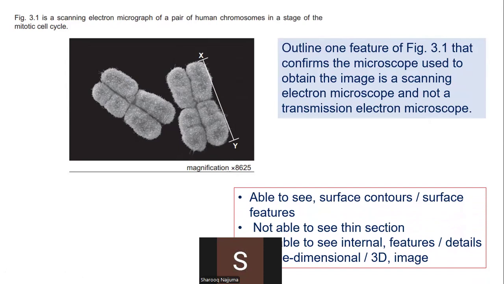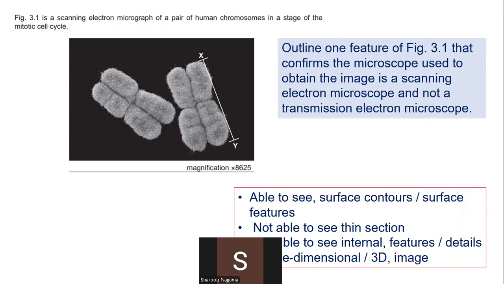It's not a thin section. You can see this is something that is really thick. And then these scanning electron microscopes give you 3D images. Yeah, this image is in 3D. So those are the possible answers that you could have given.